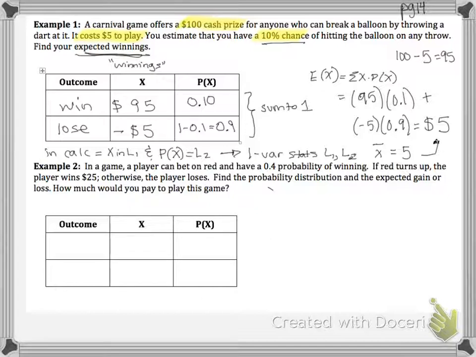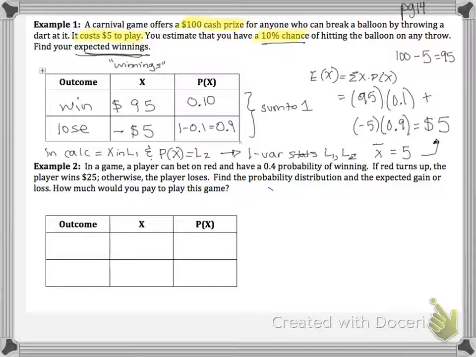This one says, in a game, a player can bet on red and have a 0.4 probability of winning. If red turns up, the player wins $25. Otherwise, the player loses. Find the probability distribution and the expected gain or loss. How much would you pay to play this game? So this is a new question that we're being asked, and it's a little bit of a weird one, but I think it might pop up in the online homework, which is why I threw it into the packet.